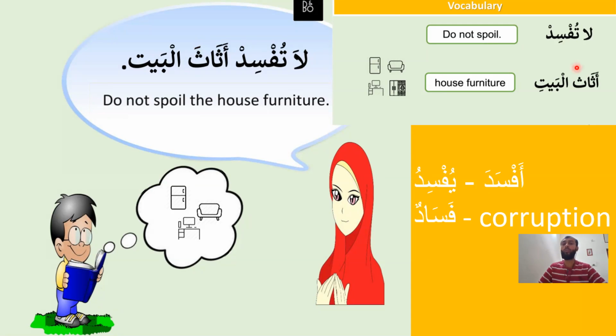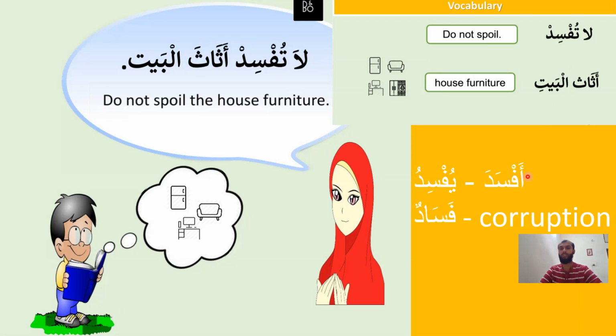What you need to remember here: afsada, yufsidu, fasadu. That's what you need to remember. Fasadun is a noun, it's corruption. Afsada is he corrupted, yufsidu is he corrupts.